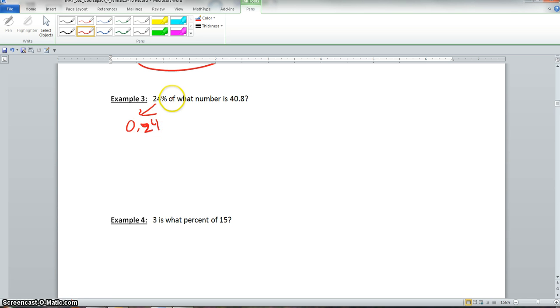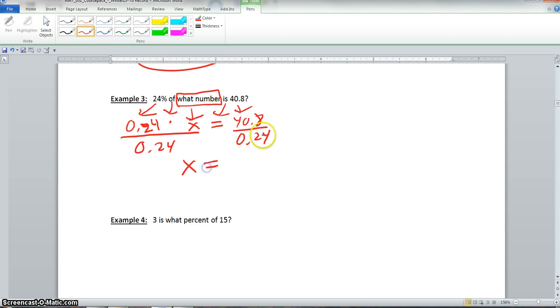So it's 0.24. Of, we know, means multiplication. What number, or the word what, is your X value? Is means equal. And 40.8 is just 40.8. Now we have 0.24 times X is equal to 40.8. So we would divide each side by 0.24. And we will have X is equal to.